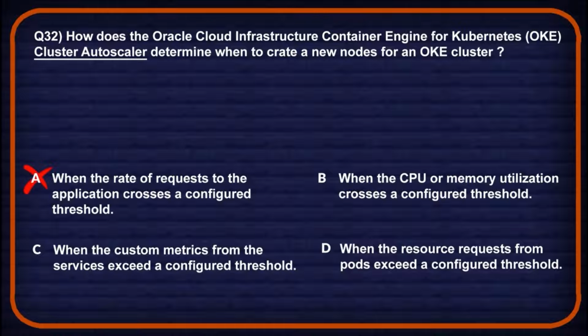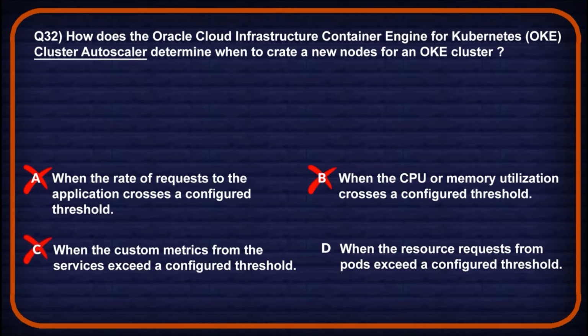Moving on to option number B, when the GPU or memory utilization crosses the configuration threshold. Autoscaler reacts to pod scheduling failures due to resource request, not node utilization. So option B again a wrong choice. Moving on to option number C, when the custom metric from the service exceeds the configuration threshold. Custom metrics are used by horizontal pod autoscaler, not cluster autoscaler. So option C again a wrong choice.